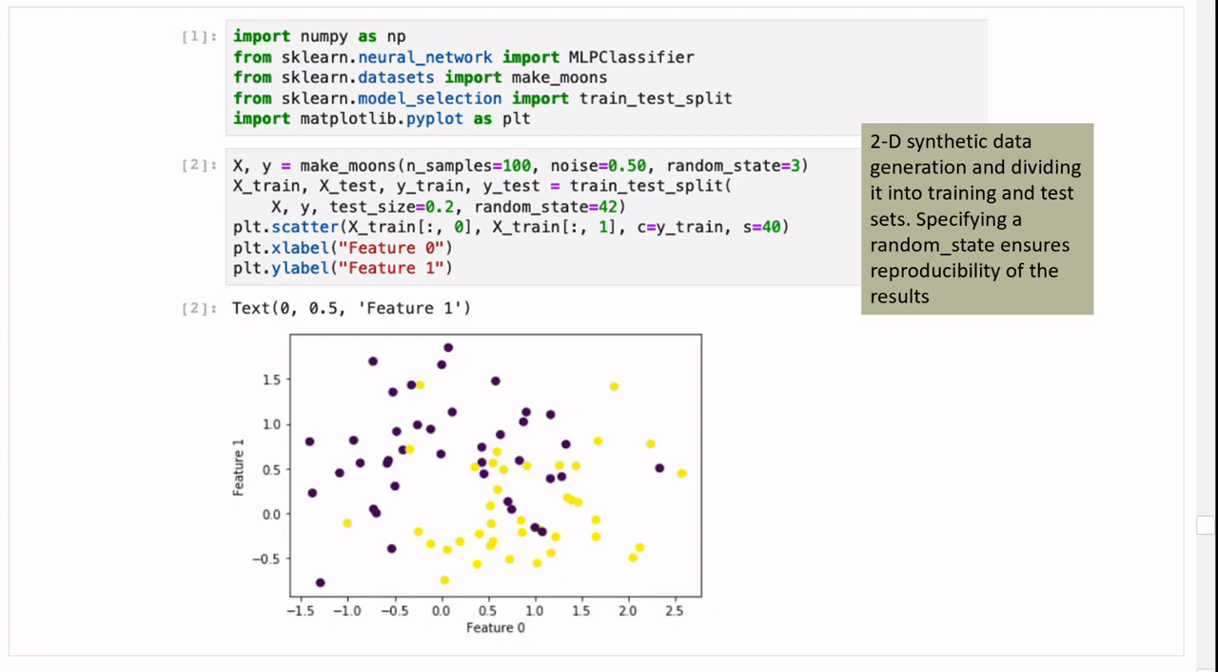The idea of random state equal to 42 that I have set here is to ensure that every time you run this program, you will get the identical initialization, because the results do depend on initialization. So if you want to compare the performance by changing some parameters, you want to make sure that you do the identical initialization every time. And by specifying a random state, we ensure that the results are reproducible every time you run it.